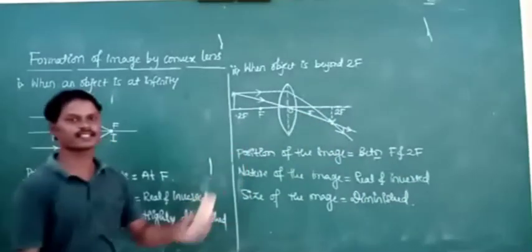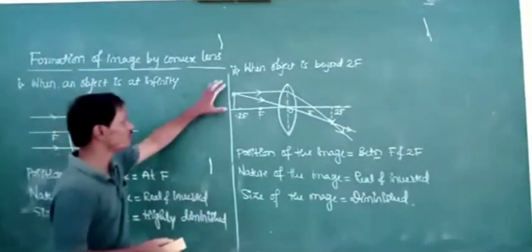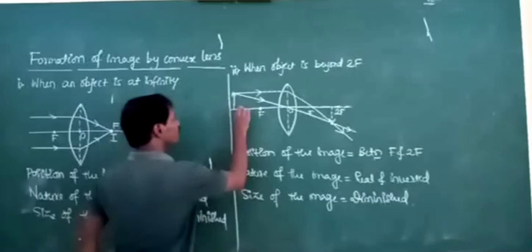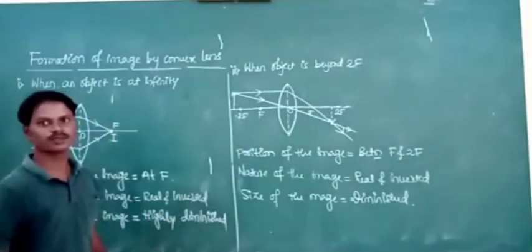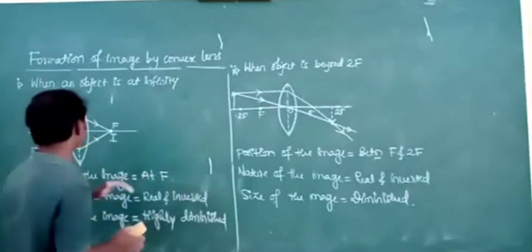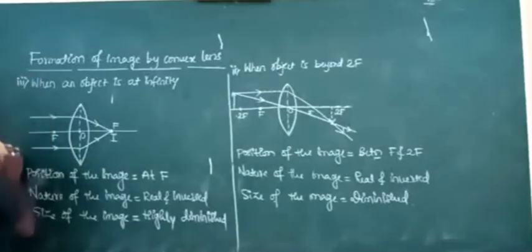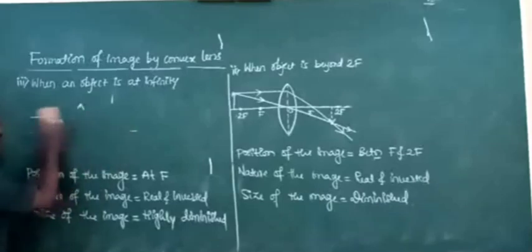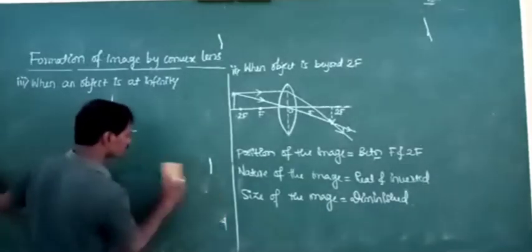Okay, that is the second case. Now let us discuss the third case. Now where is the object? The object was beyond 2F. Now I will bring the object at 2F. So what is the diagram for that? The third one. Then the object is at 2F.